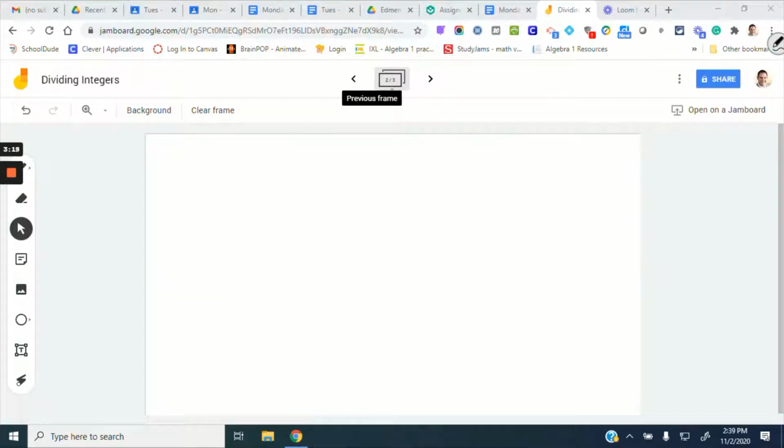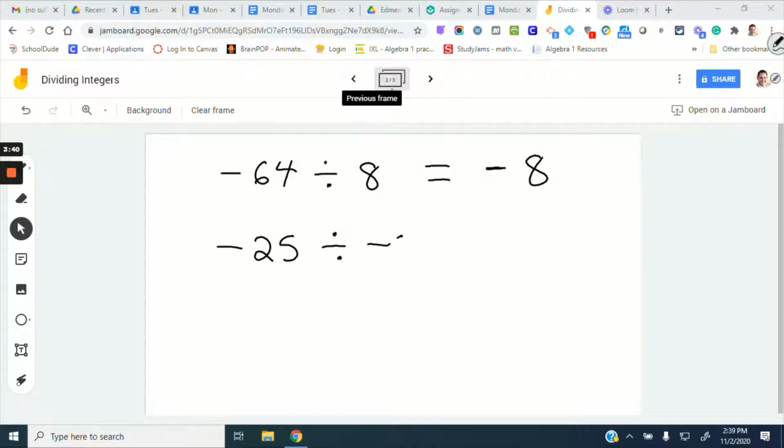Let's say we have negative 64 divided by 8. Well, 64 divided by 8 is 8. We make our final answer negative because one of the numbers is negative. Or if we have negative 25 divided by negative 5, well, 25 divided by 5 is 5, but we keep that positive because it's a negative divided by a negative. So if our two numbers have the same sign, that makes our final answer positive.